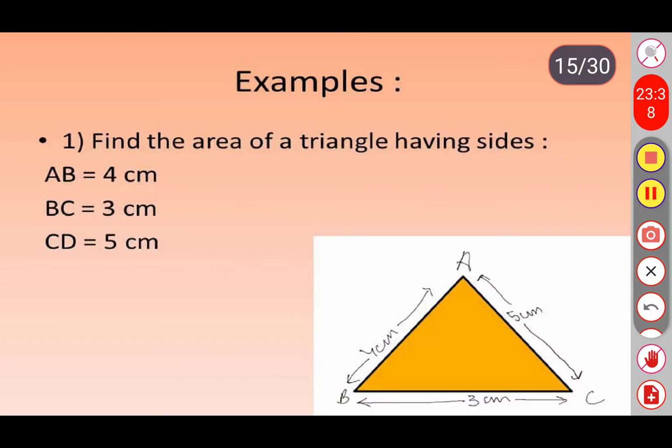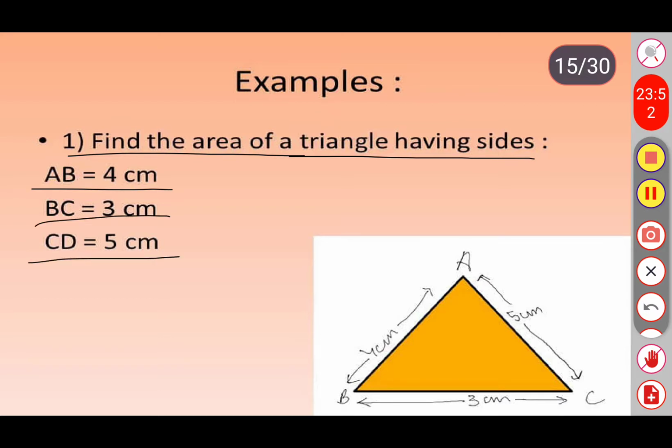See here, one more example is given. Find the area of a triangle having sides, and the three sides are given here already. AB is equal to 4 centimeter, BC is equal to 3 centimeter, and AC is equal to 5 centimeter. Because in the triangle we are having three sides, these two are the extra terms.